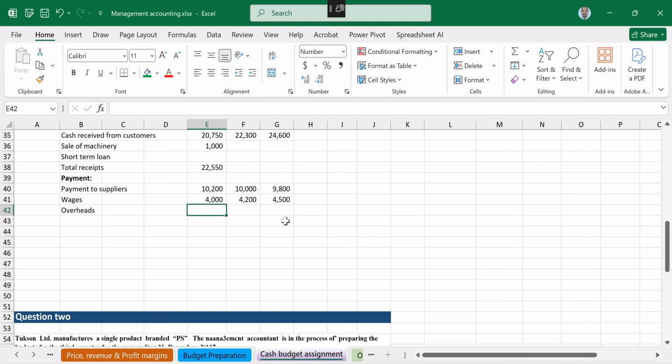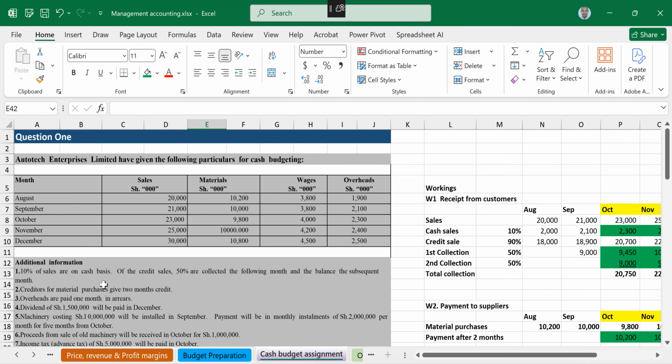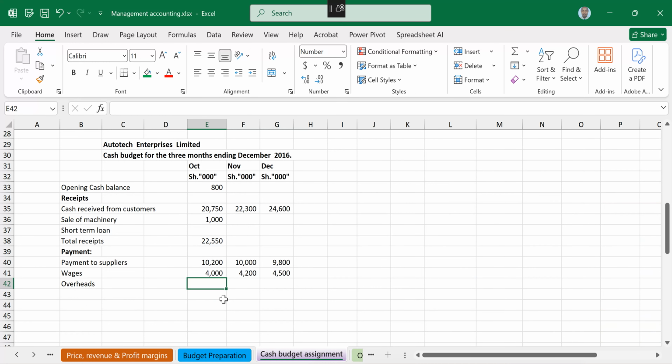Now, overheads, there's information about overheads. They are paid 1 month in arrears. So overheads are paid 1 month in arrears. The one for August was paid in September. The one for September is the one that was paid in October. So those are paid 1 month in arrears.